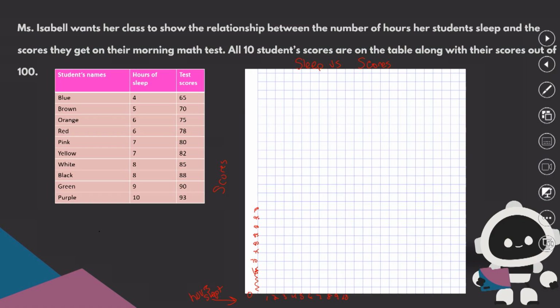So now let's go ahead and graph them. Let's graph them in green. For 4 hours, we had a 65. 5 hours, we had a 70.